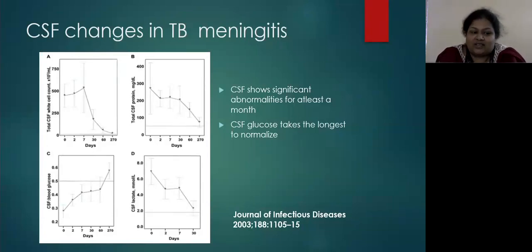So actually, if you look at the cell count, it goes up and then comes down. If you have gone and done the repeat CSF at this point, you will pick up an increase in cells. The other thing is that the glucose remains low for quite a long time. This is the 60-day mark. Beyond that only, it starts going up. So CSF glucose takes a long time to normalize.